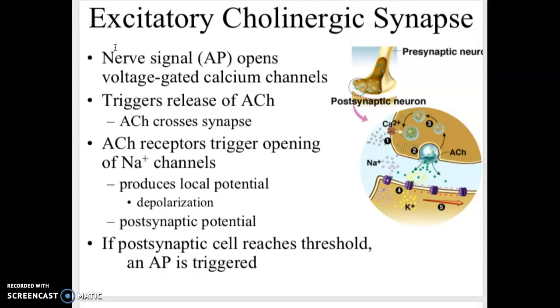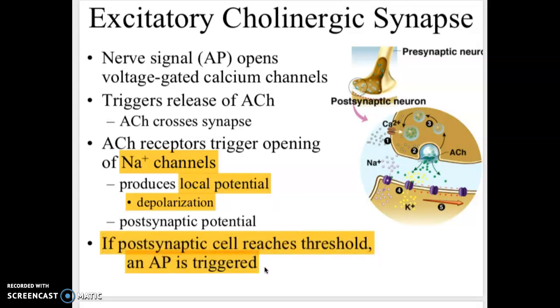What happens here: the nerve signal causes the calcium channels to open, and acetylcholine gets released. When acetylcholine binds to the postsynaptic neuron, that causes sodium channels to open, and that causes depolarization and a local potential. If the postsynaptic cell reaches threshold, an action potential is triggered. So the release of acetylcholine causes sodium channels to open, which causes a local potential.